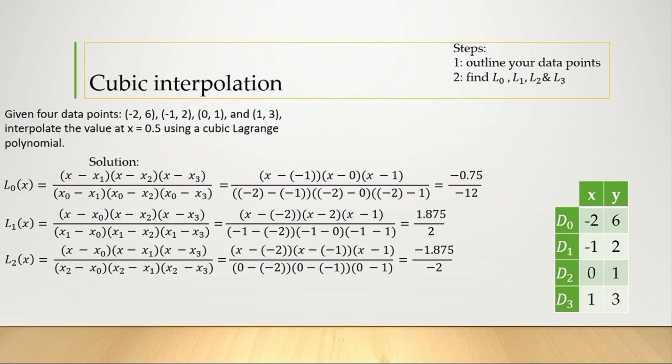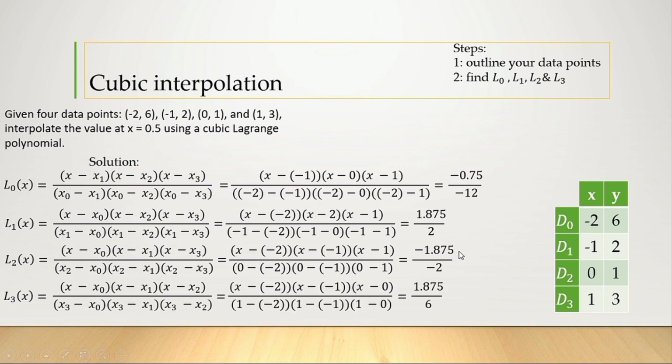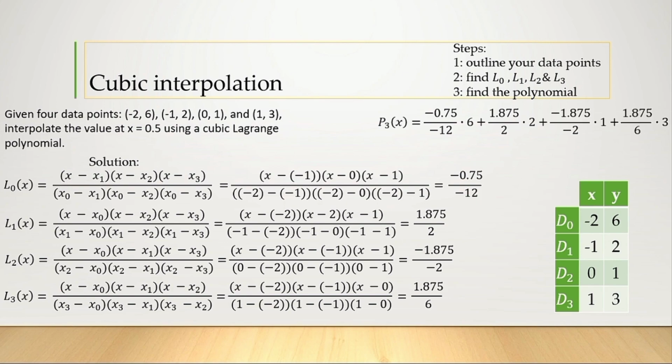Same thing with L2. Notice that we don't have x2 on the top, we only have x2 at the bottom. Substituting that value, you get this. And then L3, same scenario, where we don't have x3 at the top, but we have x3 at the bottom, and then substitute all that. Now that we've found L0, L1, L2, and L3, we're going to find the polynomial. We substitute all the values we have found into the polynomial expression, and we get our value of 4.125.